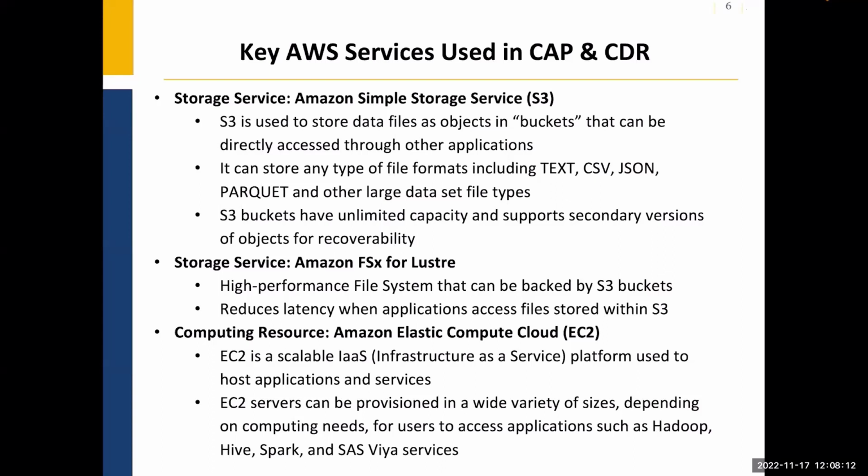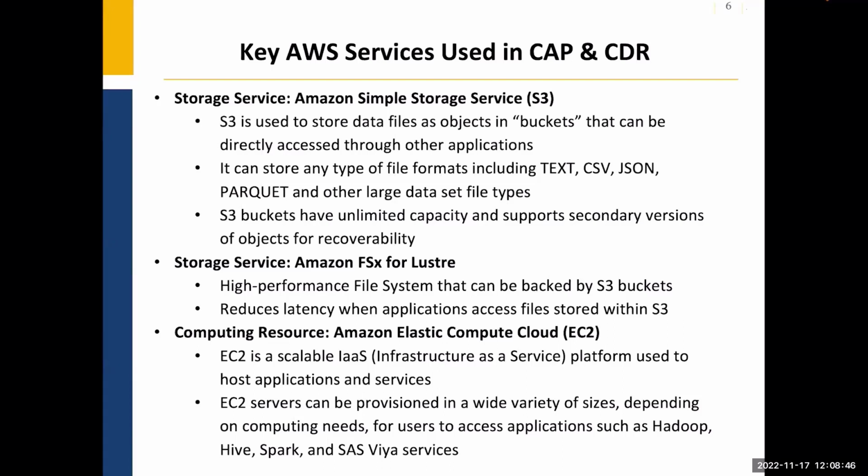Another storage service that we are actively piloting right now to explore is Amazon FSx for Lustre. This particular product is a high-performance file system that can be backed by S3 buckets. With this product, it reduces the latency of access to datasets that are stored within S3 so that it can allow your applications to run faster and more quickly.